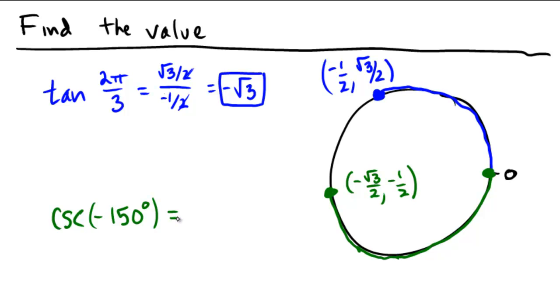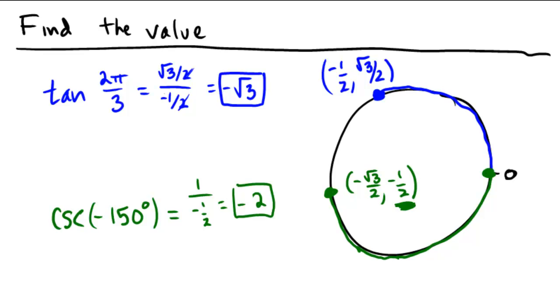The cosecant is 1 over the sine. It's the reciprocal of the sine. Since the sine is the y, that's a negative 1/2, we want 1 over negative 1/2. And so that, of course, is a value of negative 2. So the cosecant of negative 150 is negative 2.